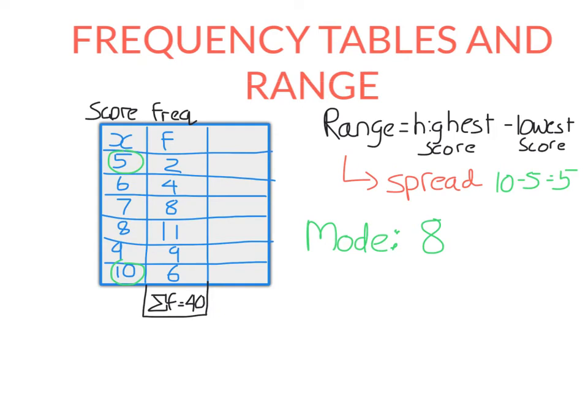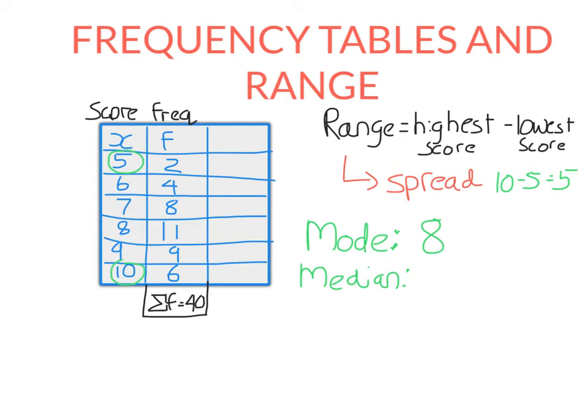We're now going to calculate the median using this. The median is the middle score. If there is an even number of scores, remember there are 2 middle scores. There are 40 scores here. The frequency is 40. So there is an even number of scores, so there will be 2 middle scores.